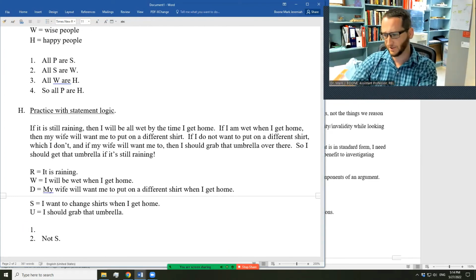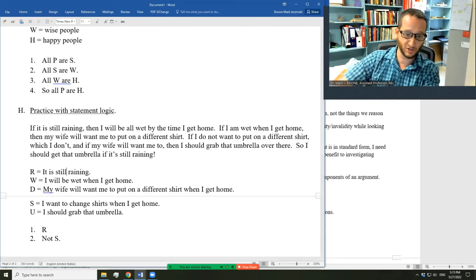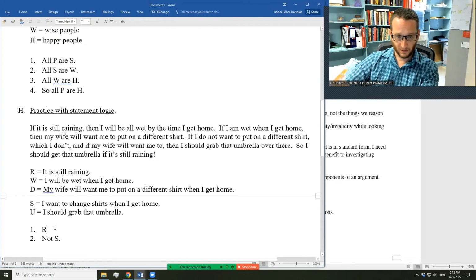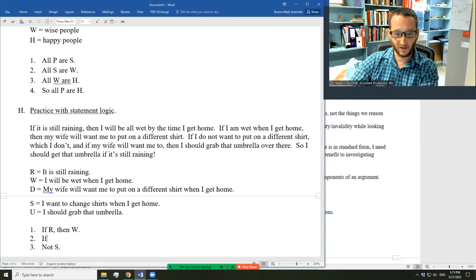Let's symbolize the others, and let's make this fast because I got to be somewhere really soon. If it is still raining, then I'll be all wet by the time I get home. R, I guess we should include still in our symbolization, R for it is still raining. If R, then W, that's our first premise. If it is still raining, then I'll be wet when I get home. If I'm still wet when I get home, then my wife will want me to put on a different shirt when I get home. If W, then D.